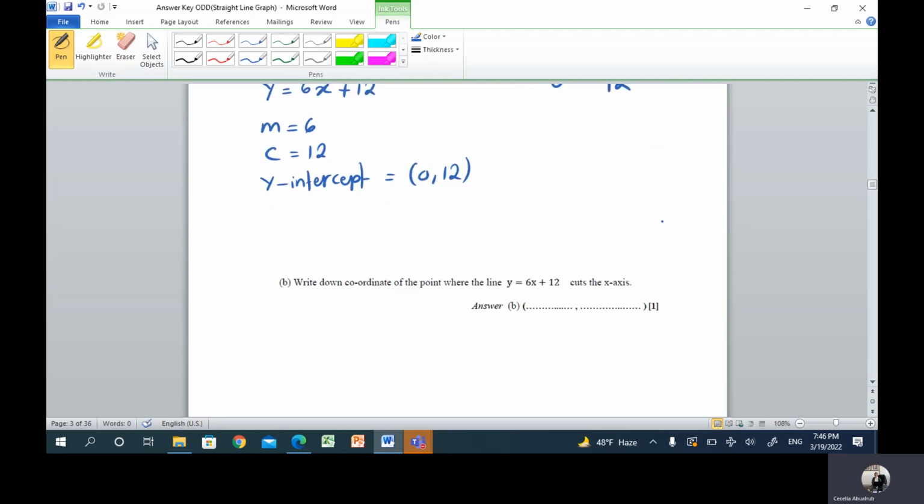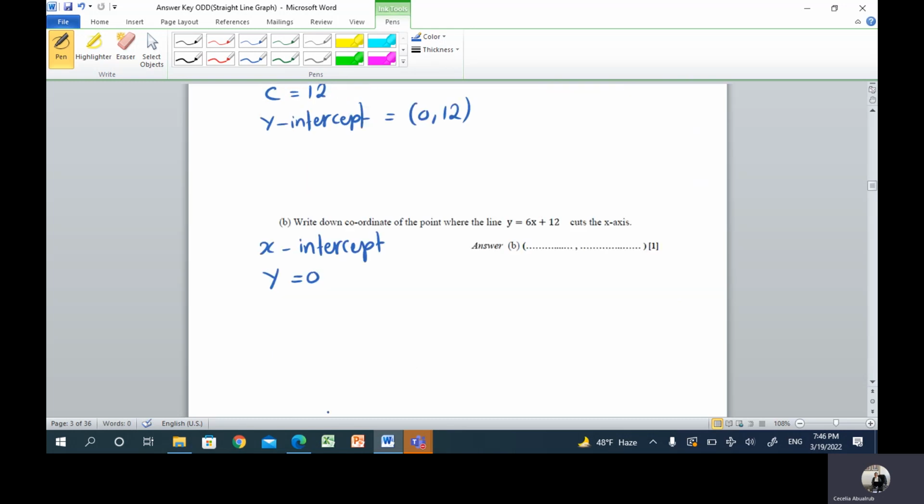To find the x-intercept, you must substitute y as 0. So y is equal to 0. If y is equal to 0, then the equation y equals 6x plus 12 becomes 0 equals 6x plus 12.